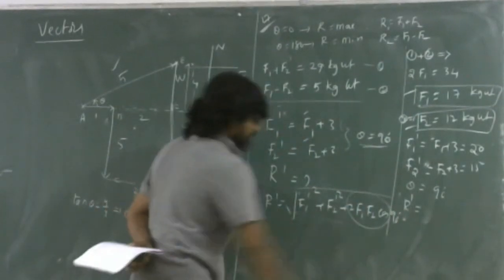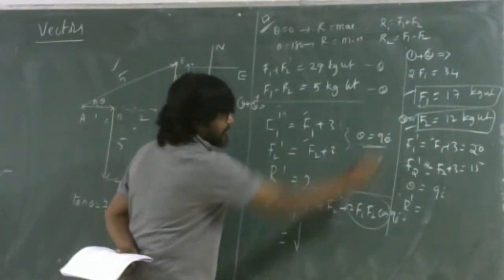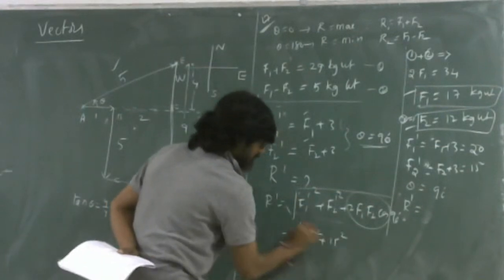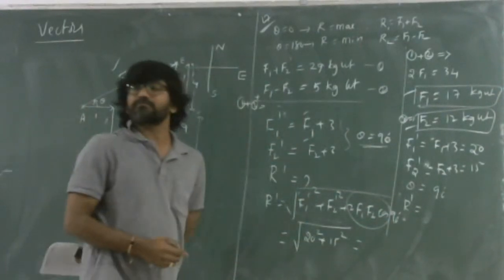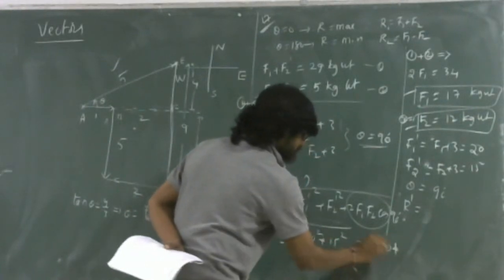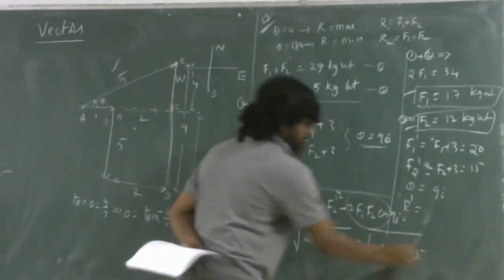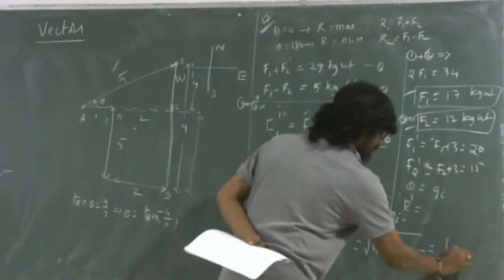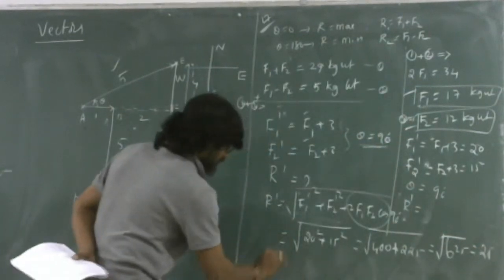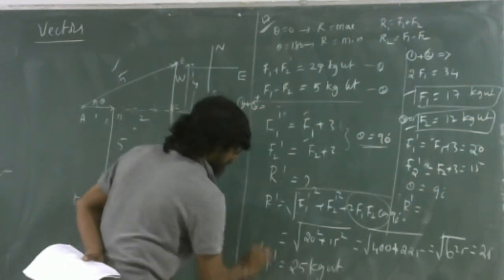So you get square root of F1 dash, which is 20, 20 square plus F2 dash 15, 15 square. How much is that? 20 square is 400, 15 square is 225, total 625. Square root of 625 is 25. So it is equal to 25 units. So R dash is equal to 25 kg weight.